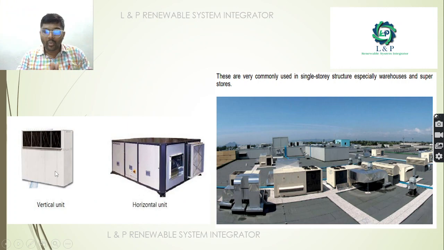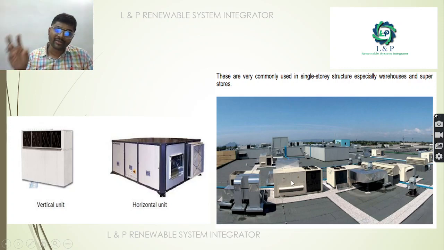Now when you go for vertical units, the air will come from this area, whereas in a horizontal unit the air will come from the downside, or from this side we will get the air. Mostly in single storey structures or in warehouses, they install the units at the top, and from the top they provide the required air.